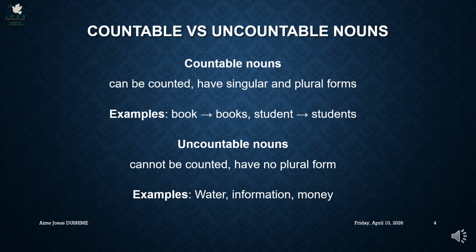Let's see the countable versus uncountable nouns. Countable nouns can be counted and they have singular and plural forms. Uncountable nouns cannot be counted, and they have no plural form. Like water, you don't have waters, you don't have informations or monies. In this case, you have to know the right type of noun. Is it a countable or an uncountable noun?